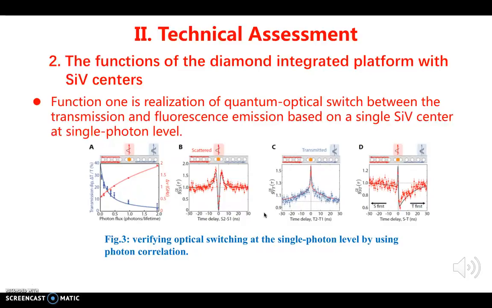They also did an experiment to verify optical switching at the single photon level by using photon correlation measurement, as shown in Figure 3. The key point is the value of g2, the second-order correlation function in Figure 2b. If we don't understand this function, it doesn't matter. We only need to know that it can be used to determine whether the scattered photons are single photon emission.